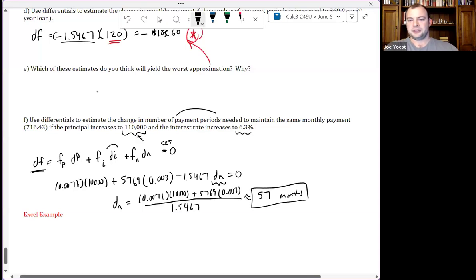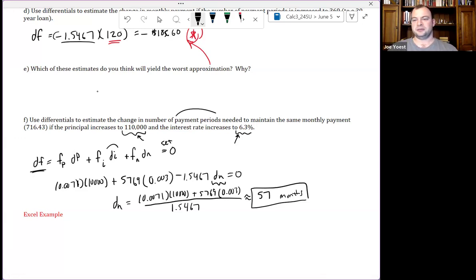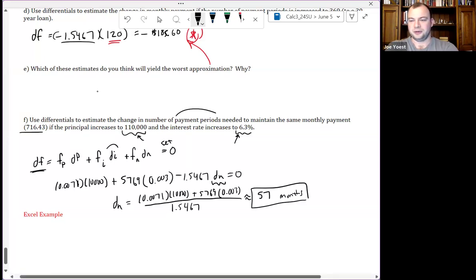So this change, increasing the principal by 10,000, increasing the interest rate by 0.3 percentage points, would add about 57 months to my loan, going from 240 to 297 months, in order to maintain that same monthly payment approximately of around 716.43.